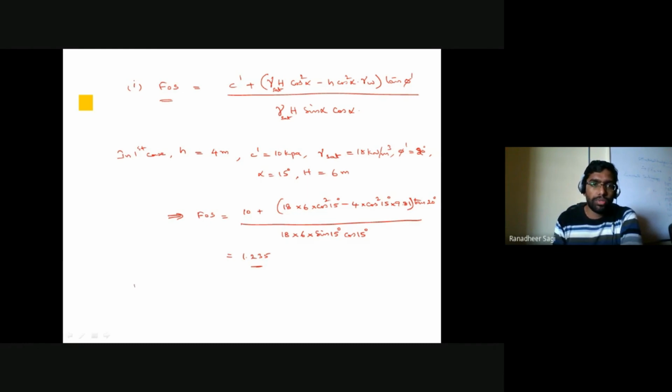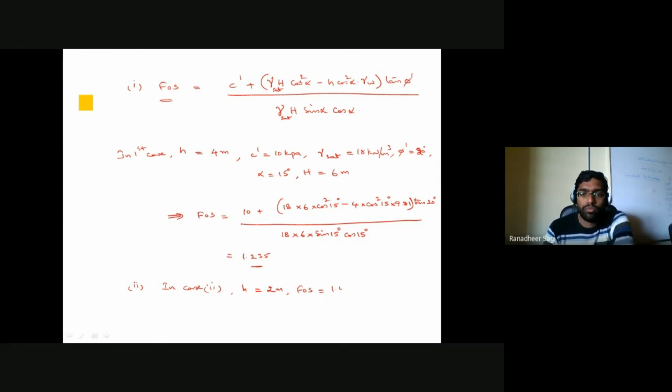In case 2, if I am going to calculate my factor of safety, all the other data remains the same, but my small h value is equal to 2 meters from the failure surface, because the water table is at 4 meters from the ground. It indicates that from the failure surface it is only 2 meters. So with this data, if I substitute only small h equal to 2 meters, what will I get for the factor of safety? 1.481.